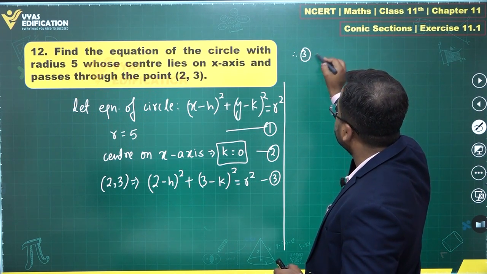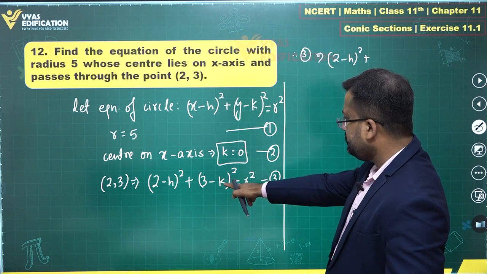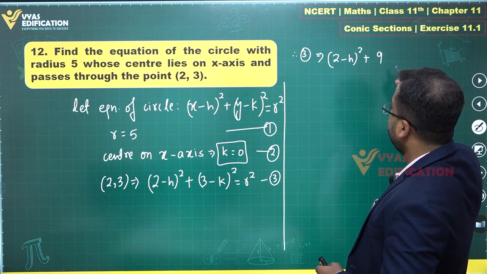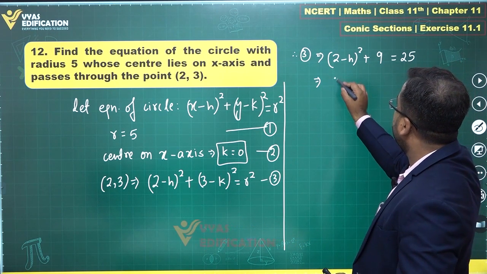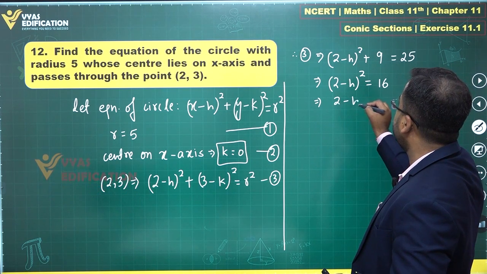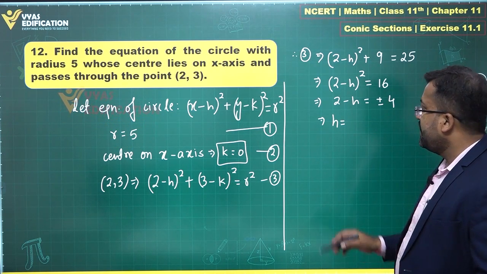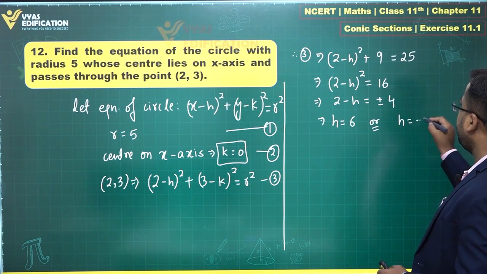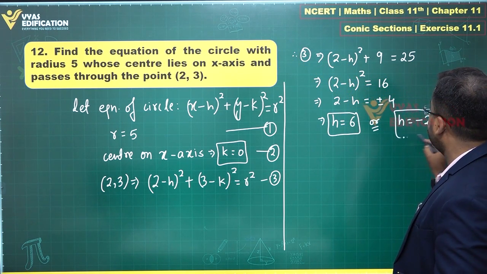Therefore, the third equation tells me that (2 − h)² + (3 − 0)², which is 9, with r being 5, so 5 squared is 25 over here. This further tells me that (2 − h)² will be equal to 16, or you can say that 2 − h will be equal to plus or minus 4. So h will be equal to 6, or h will be equal to −2. H equals 6 or h equals −2.